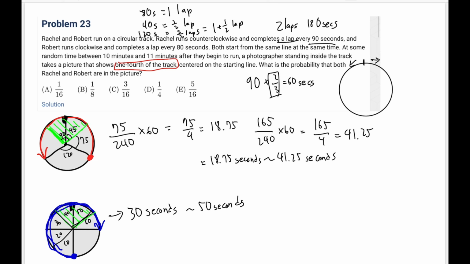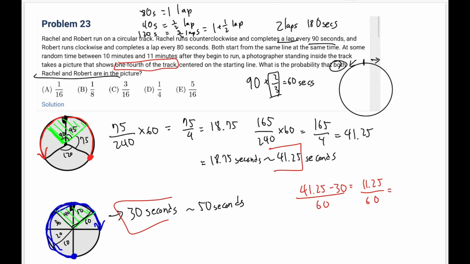But the photographer wanted both Rachel and Robert in the picture, right? So the only possible overlap region could have been from 30 seconds to 41.25 seconds, right? So 41.25 minus 30 seconds would be 11.25 seconds. But this is out of a total of 60 seconds, so 11.25 out of 60.